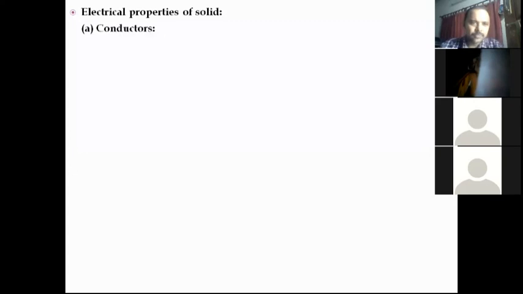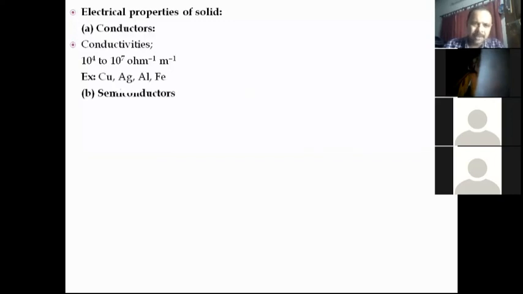Right. Electrical properties of solids, conductors. Based on electrical properties, solids are divided into conductors, insulators, and semiconductors. Conductors have conductivity between 10^4 to 10^7 Siemens per meter, ohm inverse meter inverse. Copper, silver, aluminum, iron, any metal for that matter, are conductors.